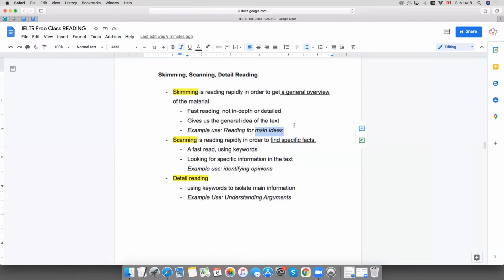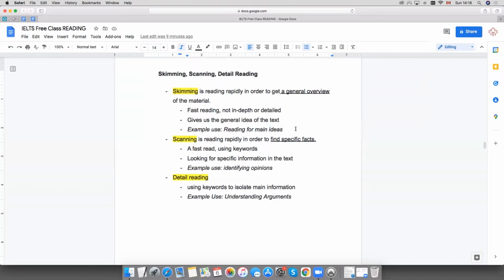We should be able to take 10 seconds to skim through a short reading and identify the general overview. What are they talking about? We might not be able to create a detailed summary from that information, but we don't need a lot of details for some of the questions. There are at least 5 to 10 questions on the IELTS that you don't need to do any detail reading for at all. You can skim through, get a general idea, and the answer will be waiting for you.